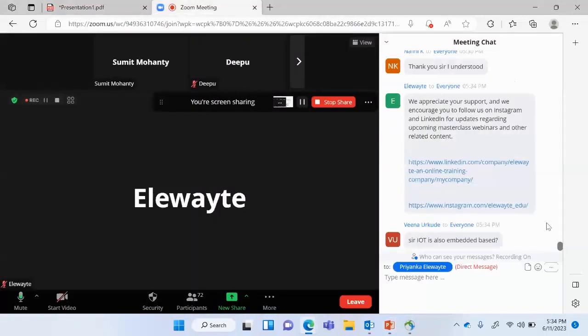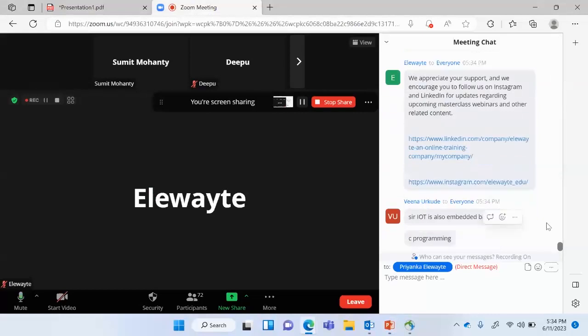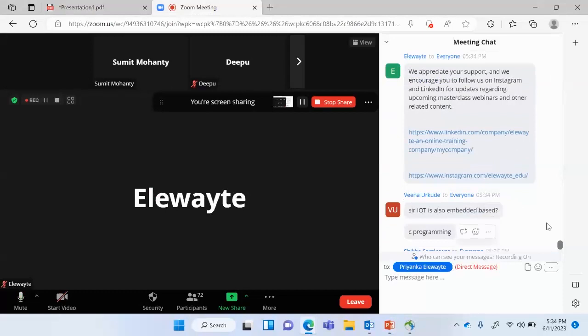Yes, IoT is also embedded based. Even your ESP32, that is also an embedded system.